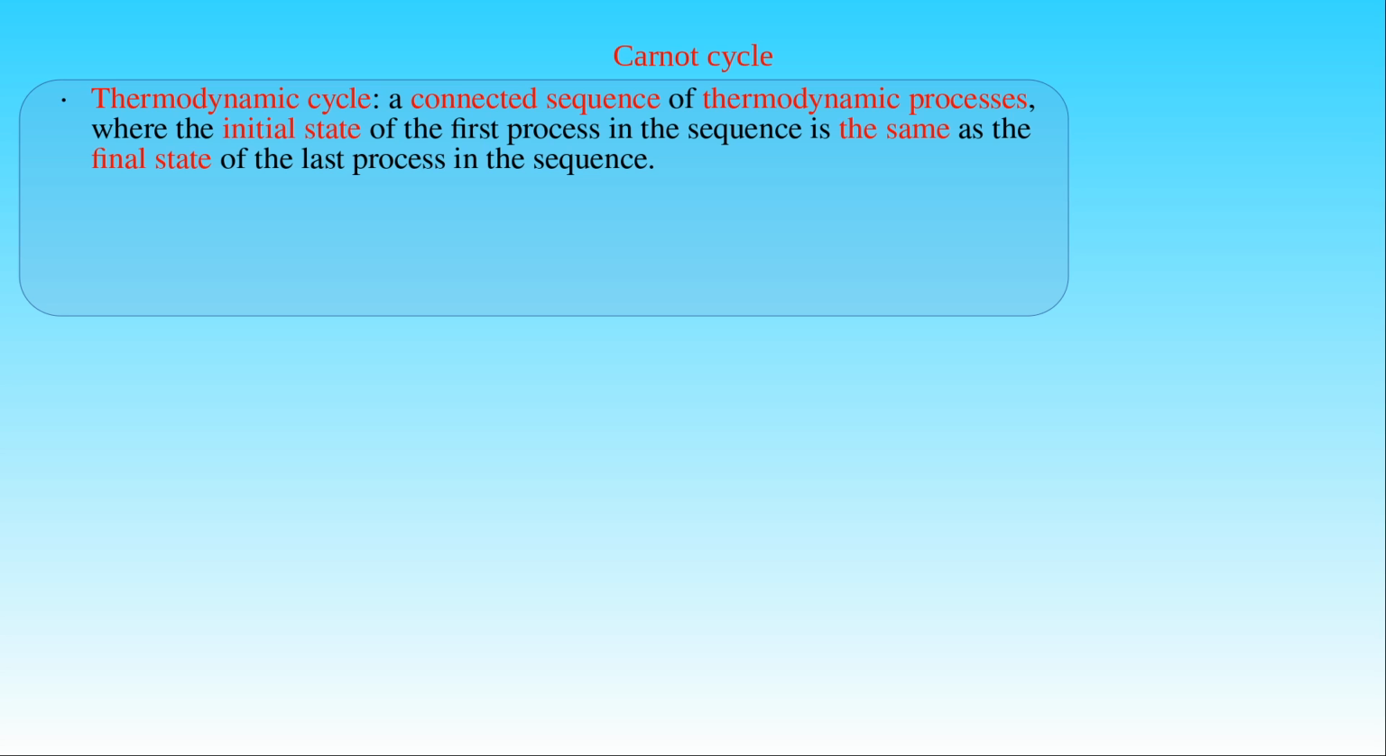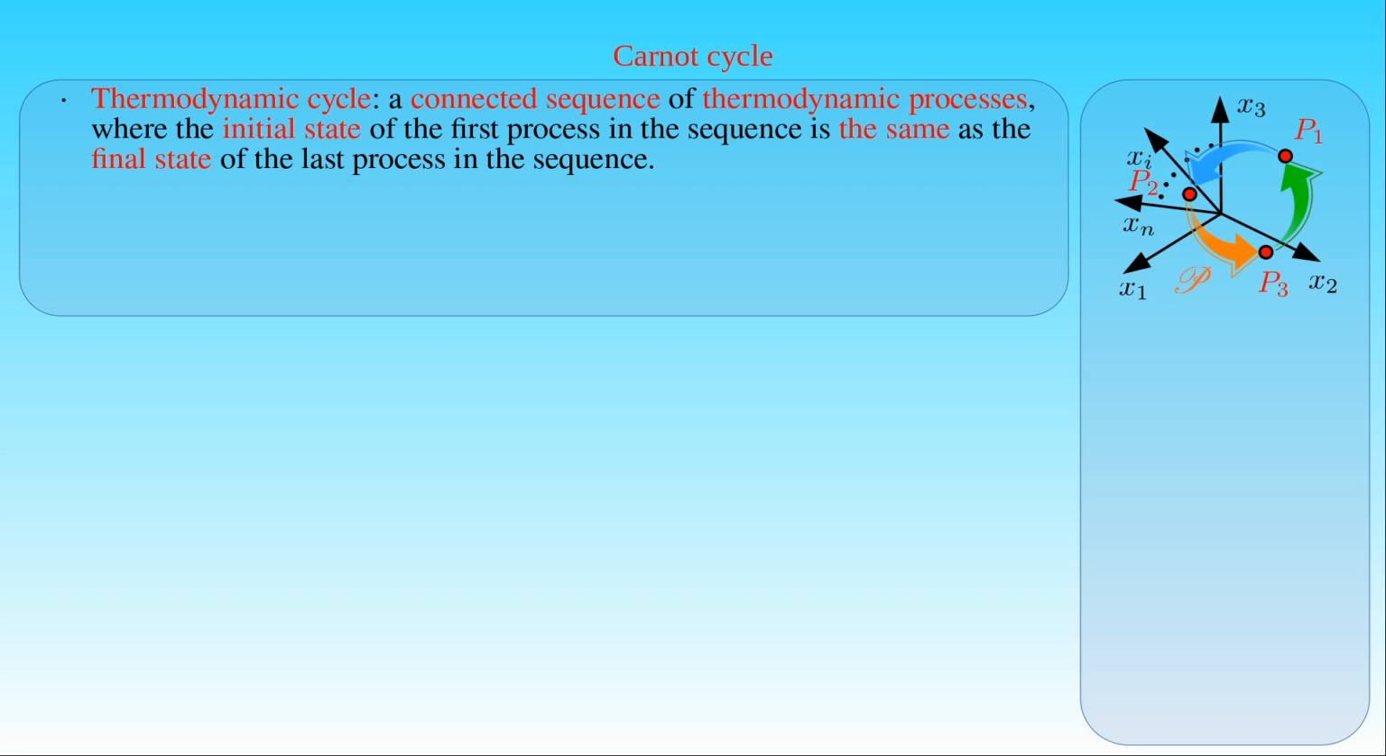in the sequence. As an illustration, we also showed the state space of the system where the thermodynamic cycle takes place. In the state space spanned by the axes of the state variables x1, x2, ellipsis, xn, the intermediate states of the thermodynamic cycle are represented by the points p1, p2 and p3. These states are connected with the path calligraphic p in the state space, which represents the cycle.